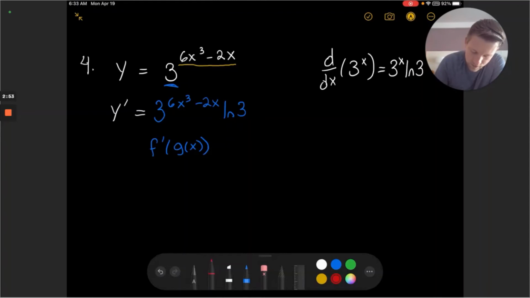We want to follow this up by multiplying by the g prime of x, or the inner derivative. So the inner derivative here, we want to take that exponent and, again, take its derivative. So the exponent's derivative here will become, looks like 18 x squared. So we're taking the derivative of this exponent, and minus 2 for our last term.